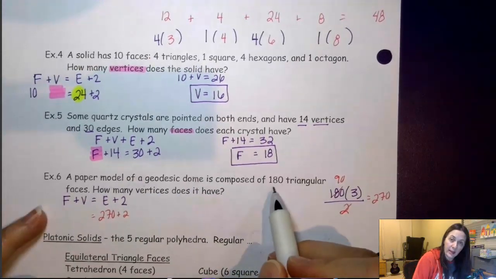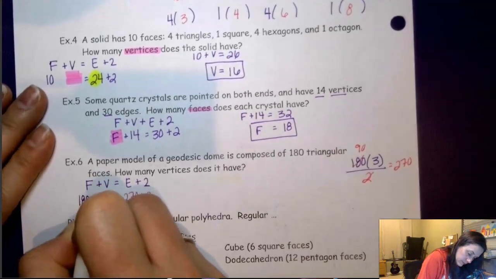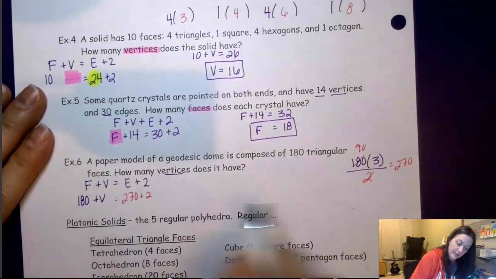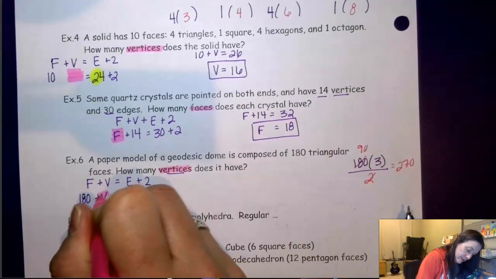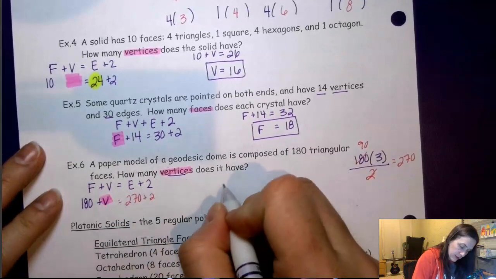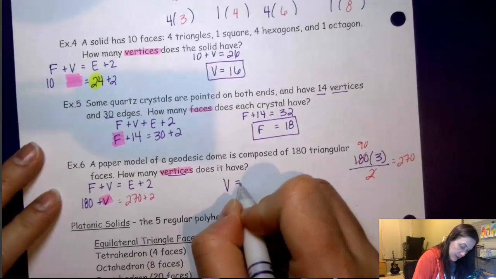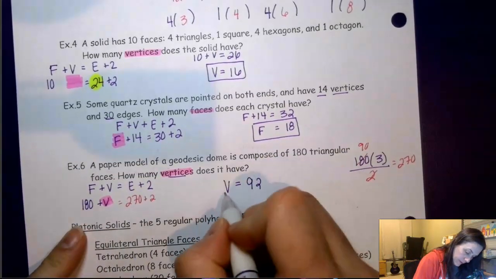I have 180 faces. How many vertices is my question? So go ahead and solve for your V. I'm going to subtract over. I end up with vertices equal 272 minus 180. I get 92 vertices.